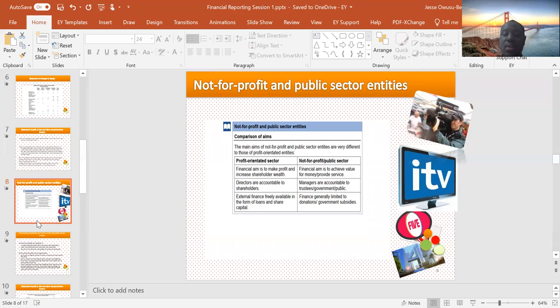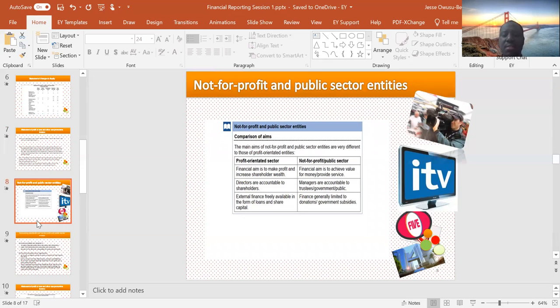For the profit-oriented ones, again, the directors or the managers are accountable to shareholders. For the non-profit ones, the managers are accountable to trustees, they're accountable to the public, or they're accountable to the government. Very, very key. For profit-oriented companies, external finance is freely available in the form of loans and share capital. For non-profit entities, finance is generally limited to donations and government subsidies. So you see the differences.